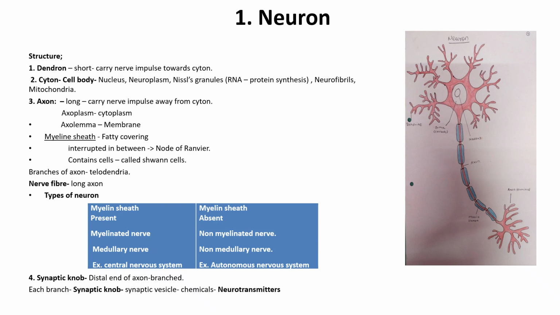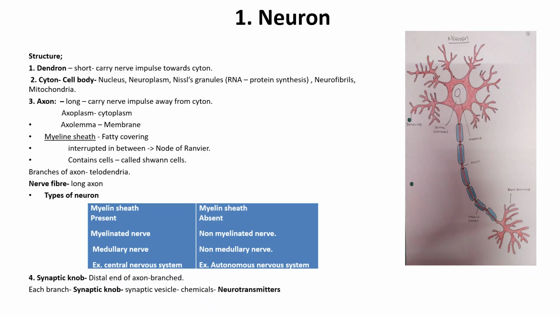Sometimes these neurons have a fatty covering called the myelin sheath, and it is interrupted in between, which is called the node of Ranvier. The sheath contains cells called Schwann cells, and the branches of the axon are called telodendria. The long axon is also called a nerve fiber.